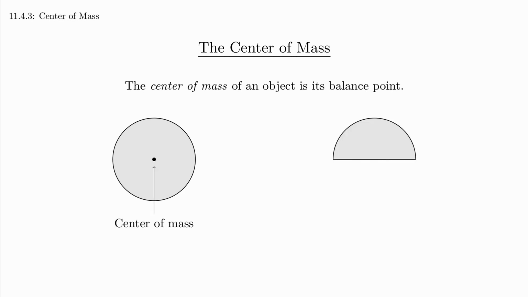But for a half circle, you can probably intuitively recognize that it's somewhere along the line that cuts it into two quarters, but where exactly along that line is not at all clear. This problem gets even more complicated when we think about objects where the density is different in different locations.